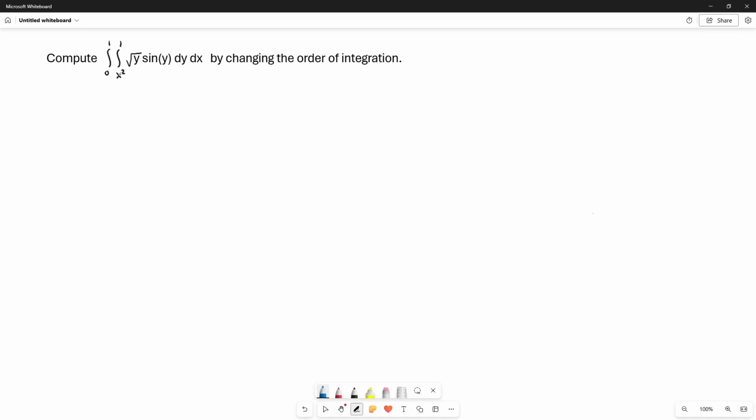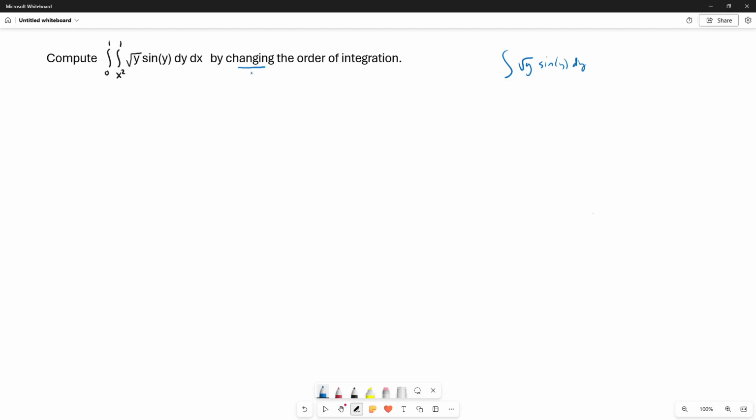We wish to compute the double integral seen here, integral 0 to 1, integral x squared to 1 of square root of sine of y times sine y dy dx by changing the order of integration. So why is that necessary? If we didn't change the order of integration, we would need to integrate the square root of y times sine y dy, and anti-differentiating that is not a simple matter. So we will change the order of integration and see if that changes our luck.